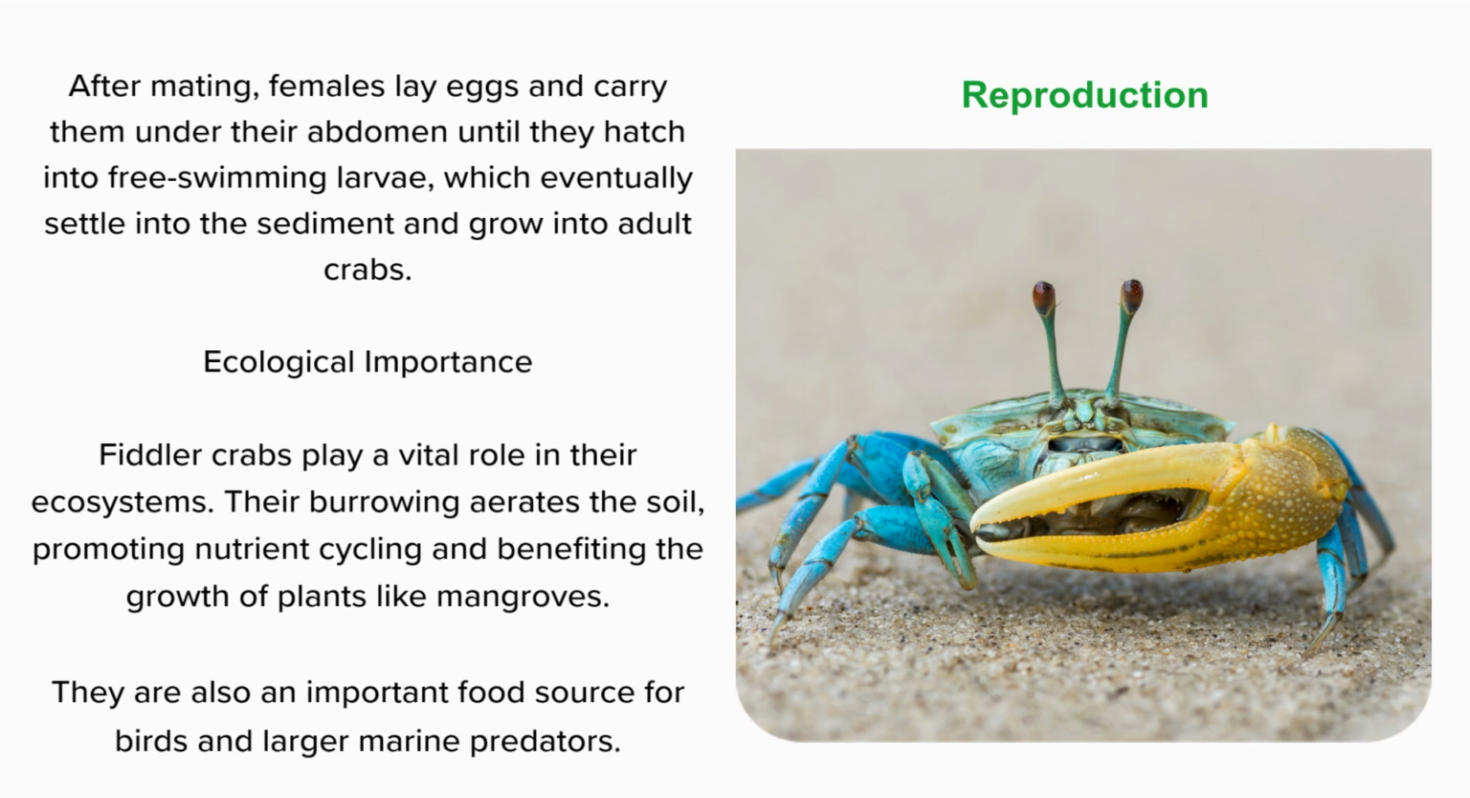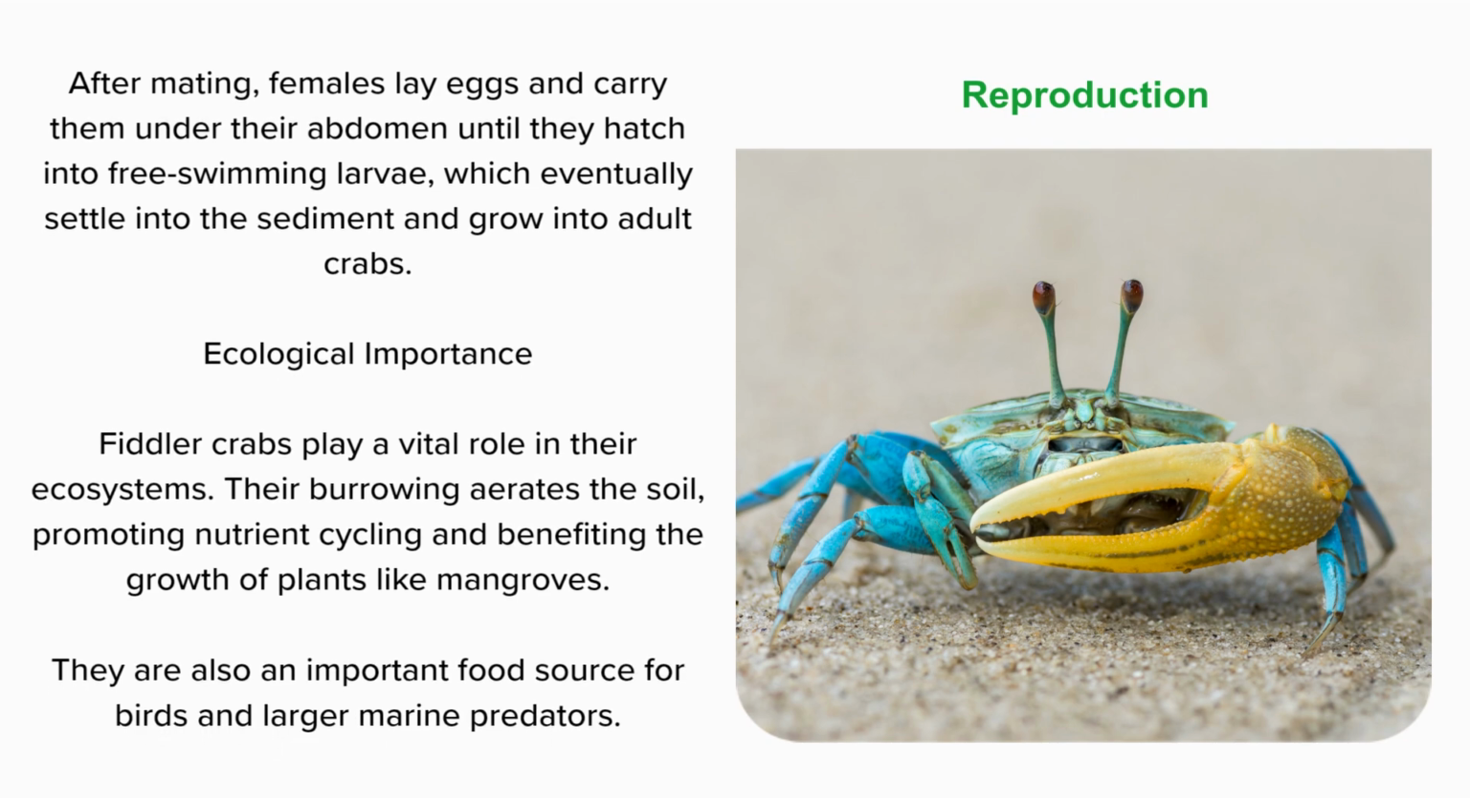Reproduction. After mating, females lay eggs and carry them under their abdomen until they hatch into free-swimming larvae, which eventually settle into the sediment and grow into adult crabs.